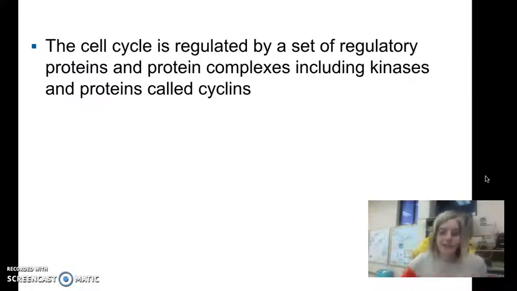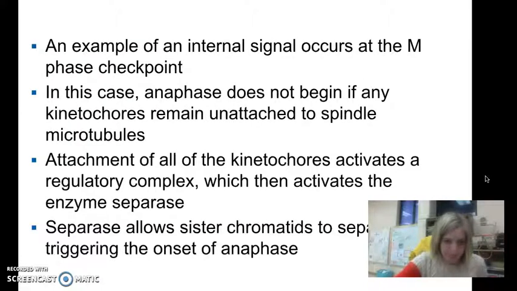How this relates to cellular communication is that the cell cycle is actually regulated by proteins and protein complexes. Once again, those proteins communicate with each other. And the 2 different main types of proteins involved are known as protein kinases, which you've heard about already, and proteins called cyclins.